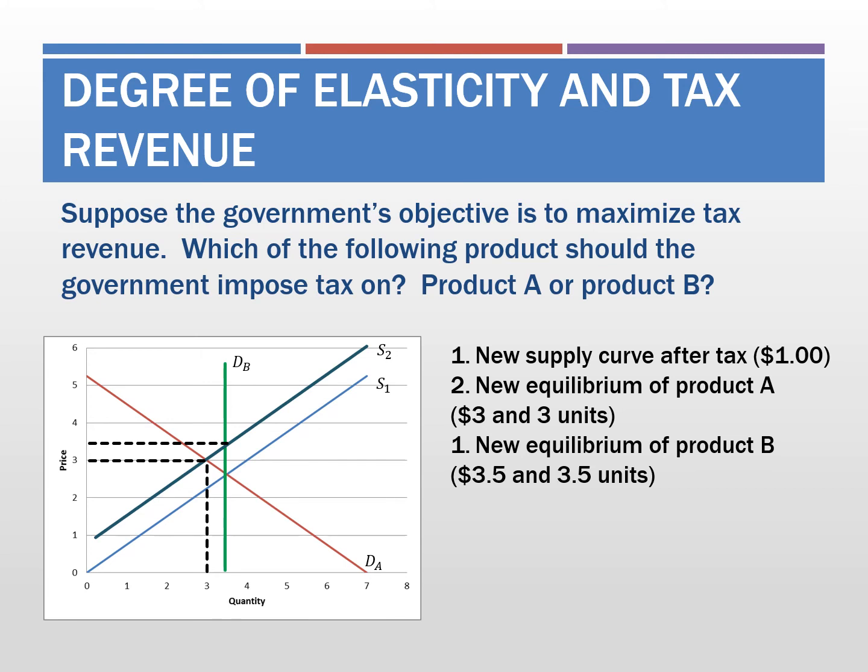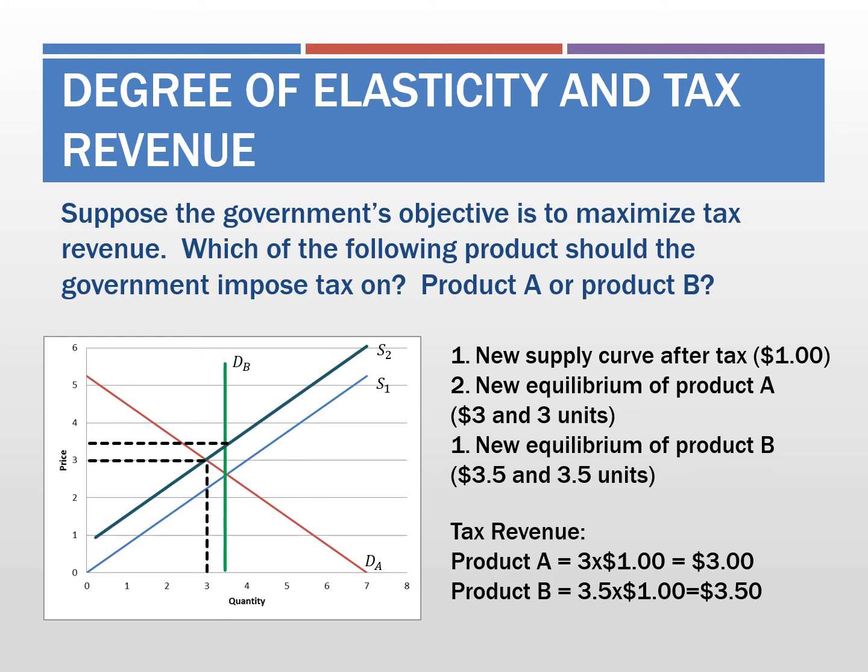Well, in the product B market, the tax amount is the same, $1 per unit. However, the new equilibrium suggests there are 3.5 units exchanged in the market. So in this case, the total revenue for the government to collect from this market will be $3.50.